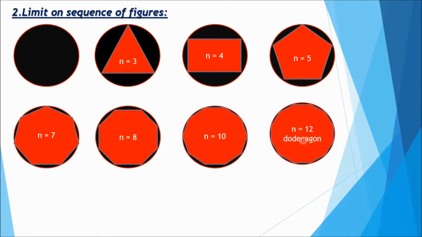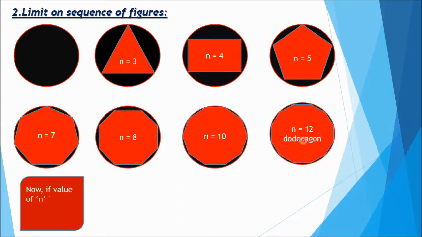It's a dodecagon. Now what will be our conclusion? Let's see. If the value of n is taken sufficiently large, then what will happen? Sufficiently large means let's take the value more and more. If we continue this process, taking n equal to 13, n equal to 14, and let's increase the value of n.